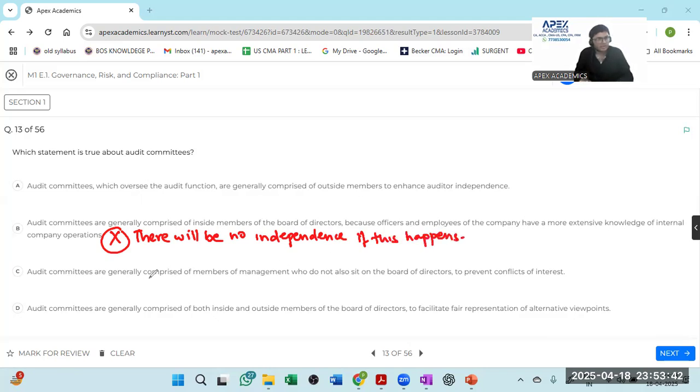Sir, next: audit committees are generally comprised of members of management who do not also sit on the board of directors to prevent conflict of interest. Okay. Audit committees are generally comprised of both inside and outside members to facilitate the representation. To facilitate what? The representation of certain alternative viewpoints.